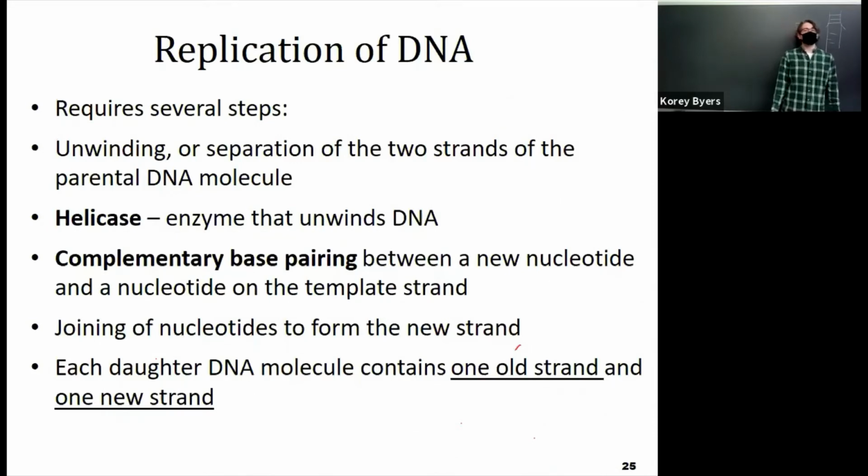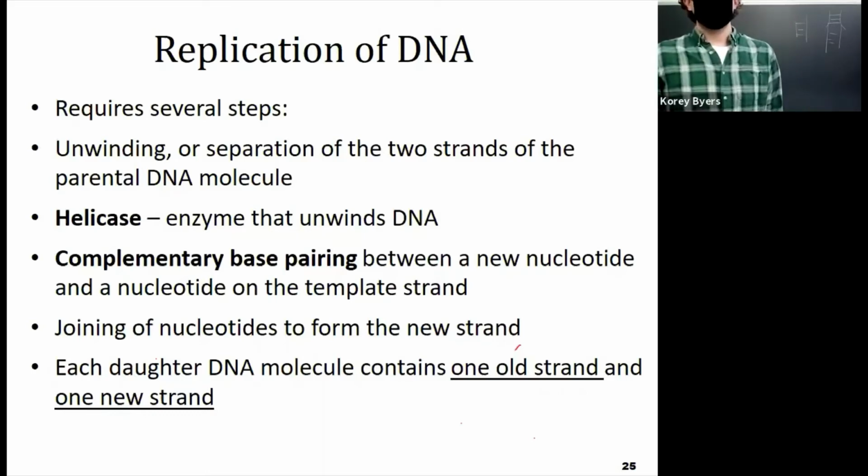And so complementary base pairing, that pyrimidine to a purine, double ring to a single ring, allows us to make exact copies. Each daughter DNA molecule contains one old strand and one new strand.